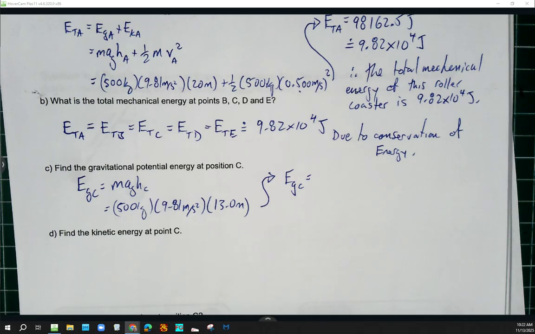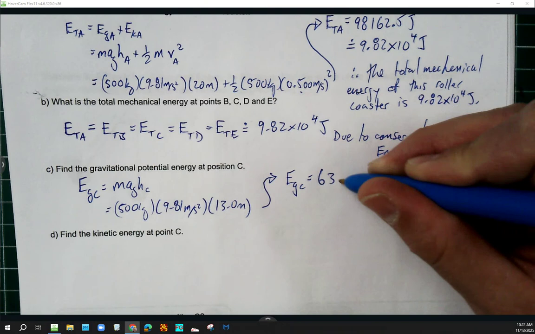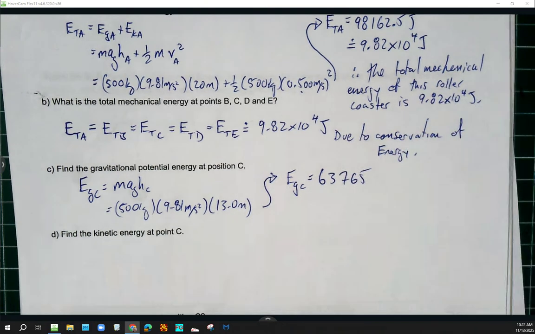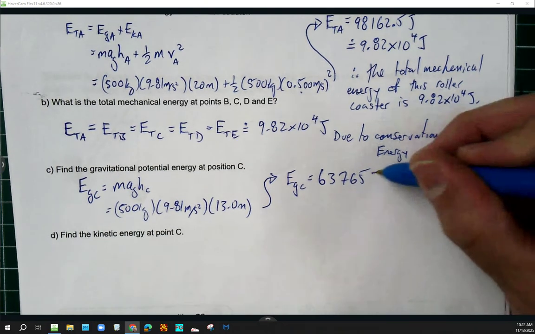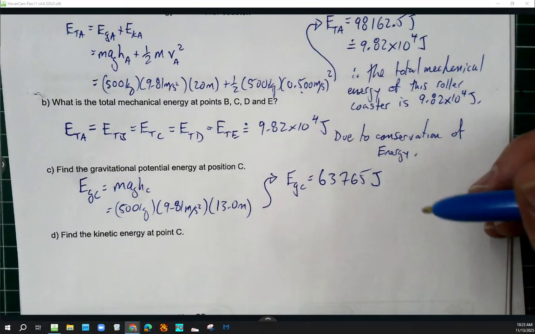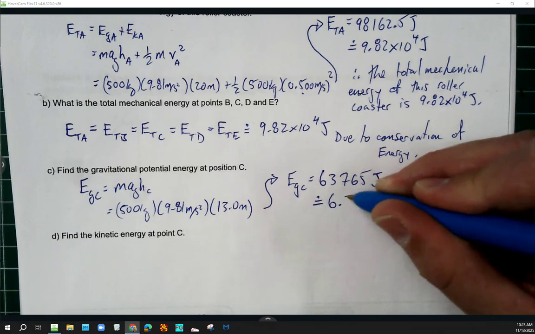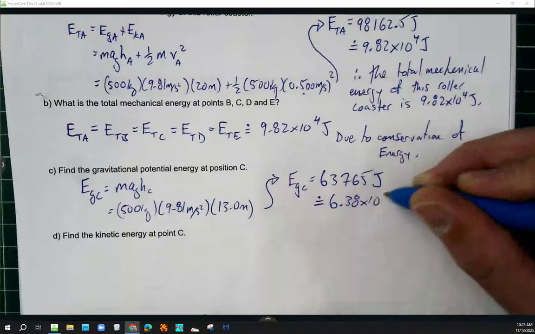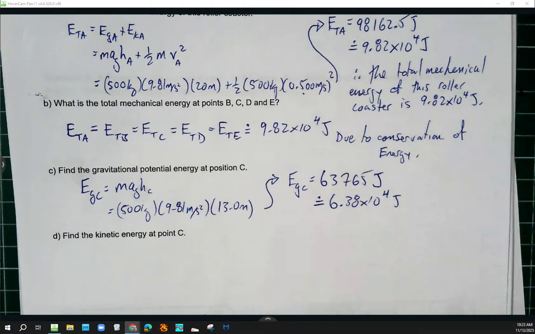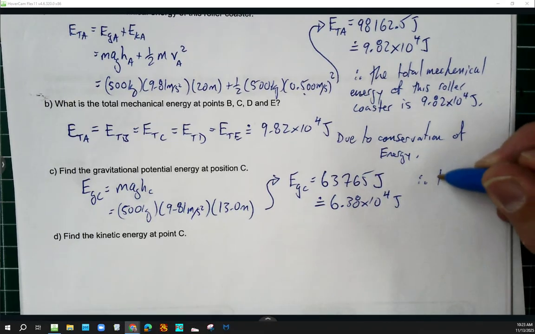Who's got it? Yep, I got 63,765. Nice. 63,765. And there's no decimals, right? It's just like that. Yeah? Okay. So 3 sig figs later, going to tell us 6.38 times 10 to the power of 4 joules. And of course, we could have a therefore statement. Therefore, the gravitational potential energy is.